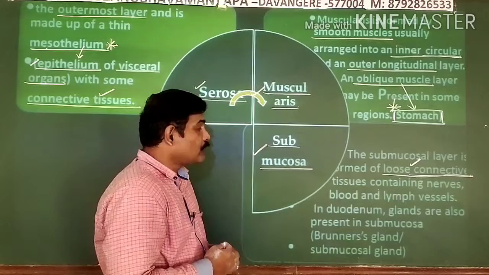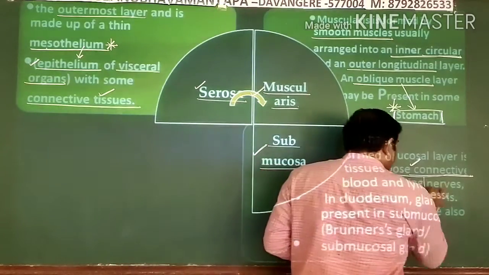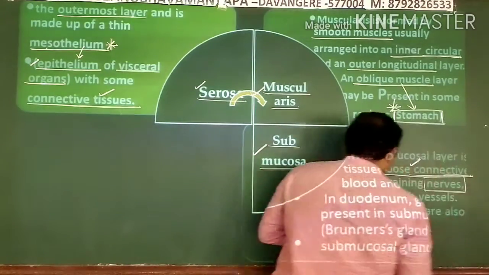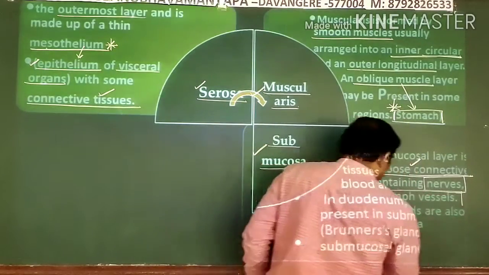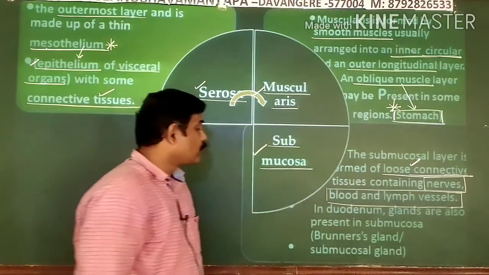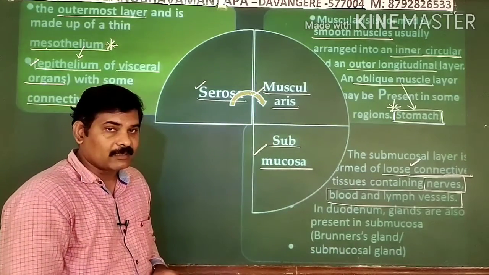And this loose connective tissue has even the nerves, one important point, and it has even the blood as well as lymphatic vessels also. Blood vessels as well as the lymphatic vessels are present.